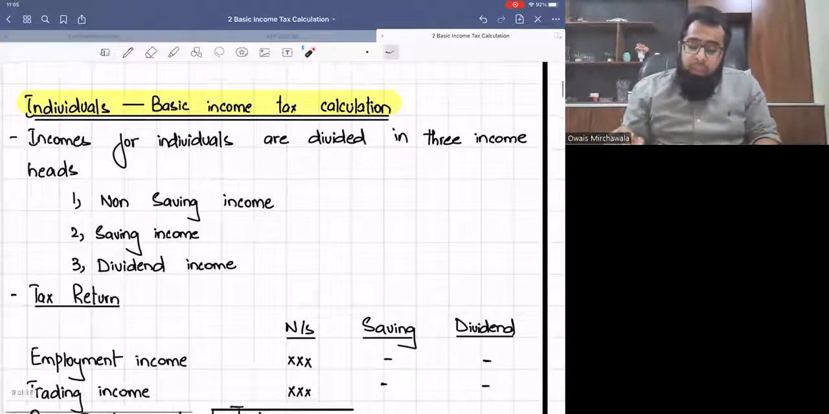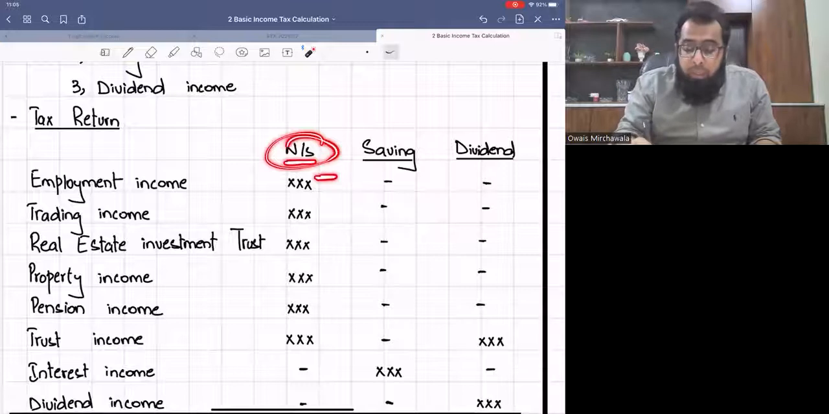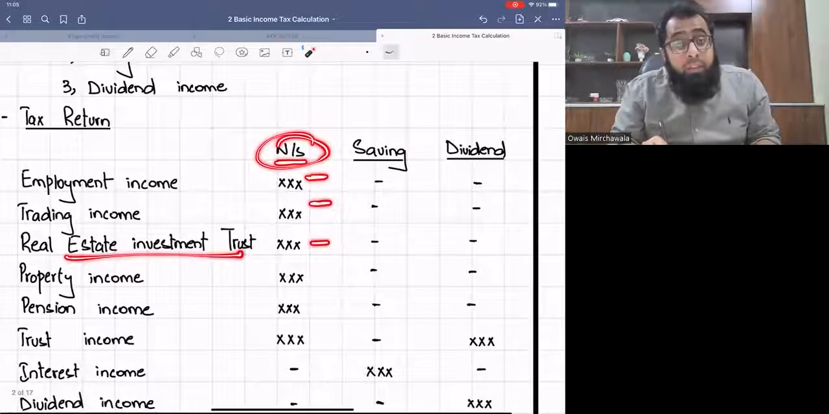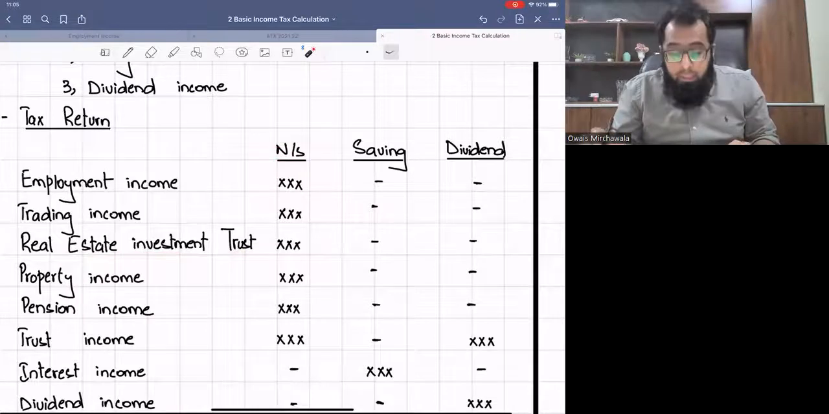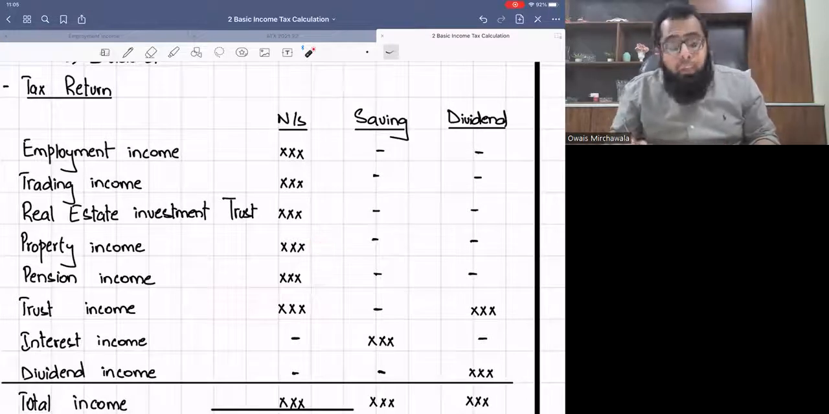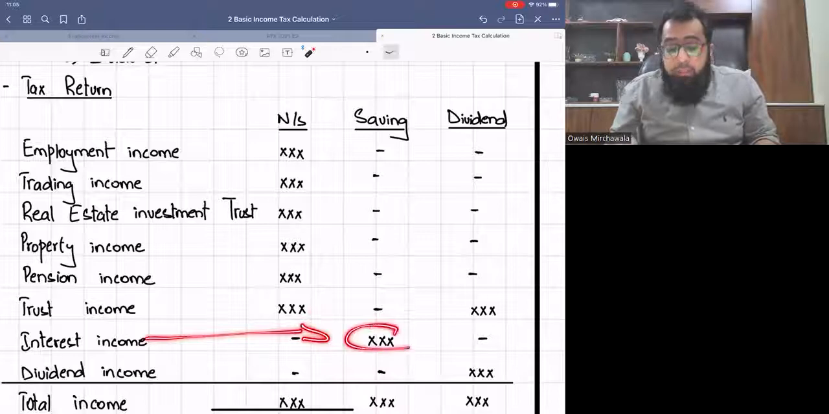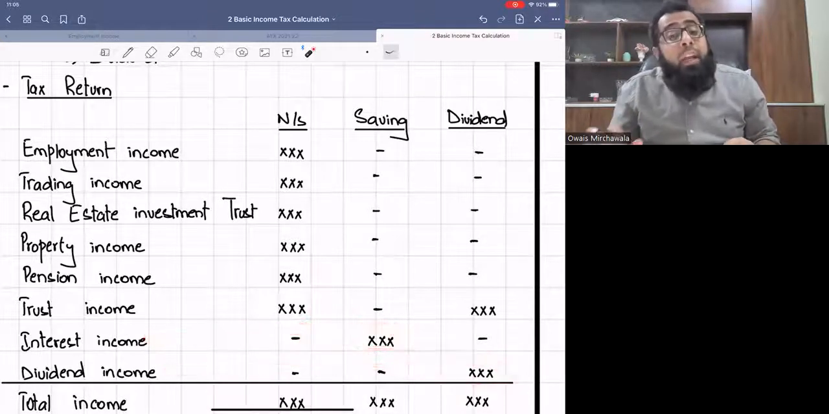Okay, now the first head of income is non-saving, in which we have employment income, trading income, real estate investment trust. We will discuss this topic in a while. These are the mutual funds which invest in the property market, property income, rental incomes, pension income if you have invested in a pension fund, trust income, then the interest income which goes in the head of saving, and then the dividend income which goes in the head of dividend.